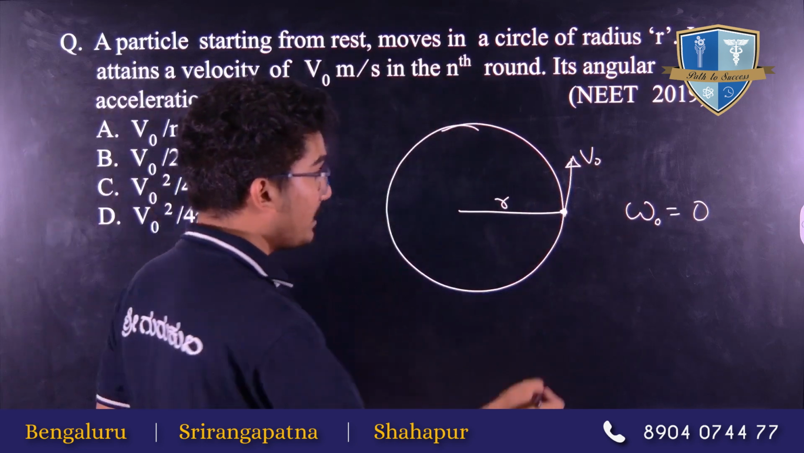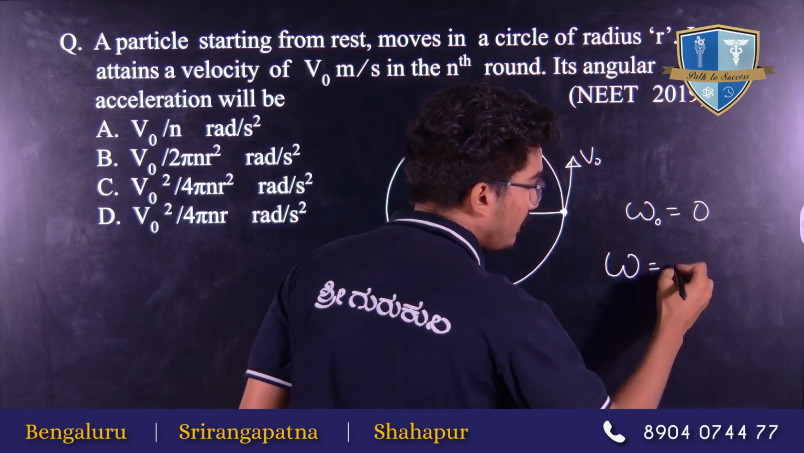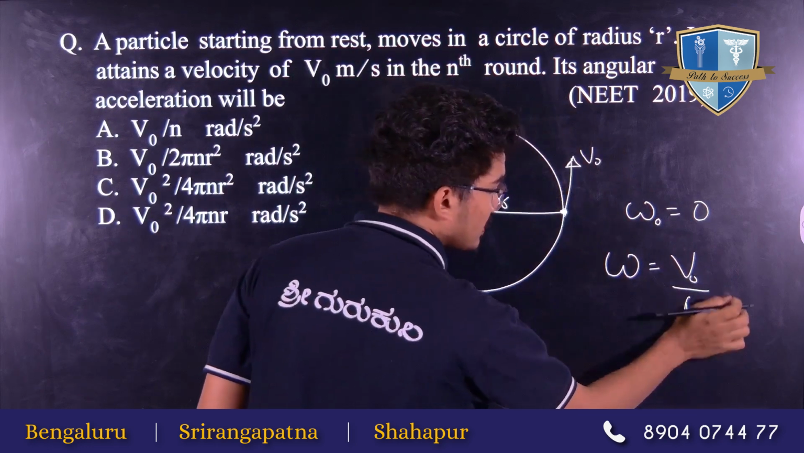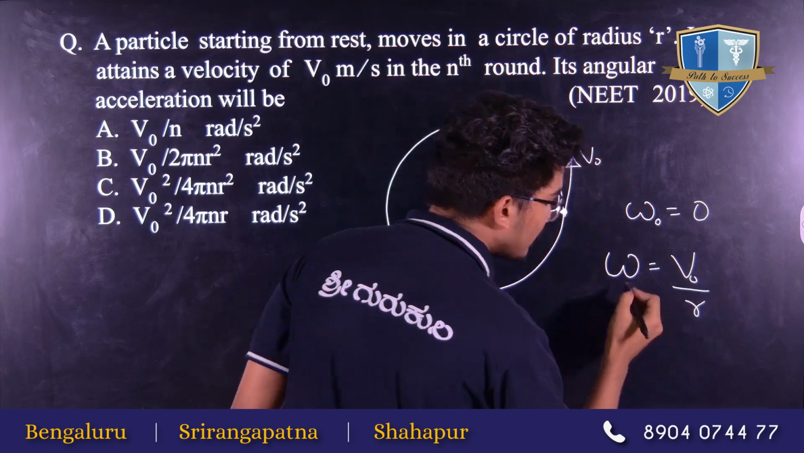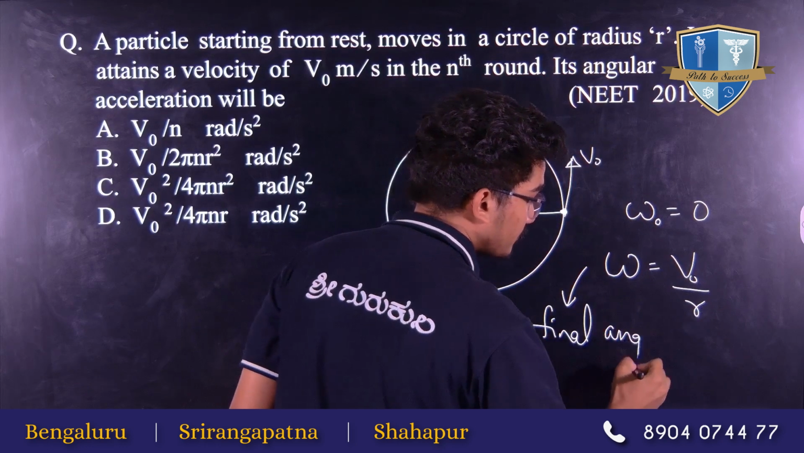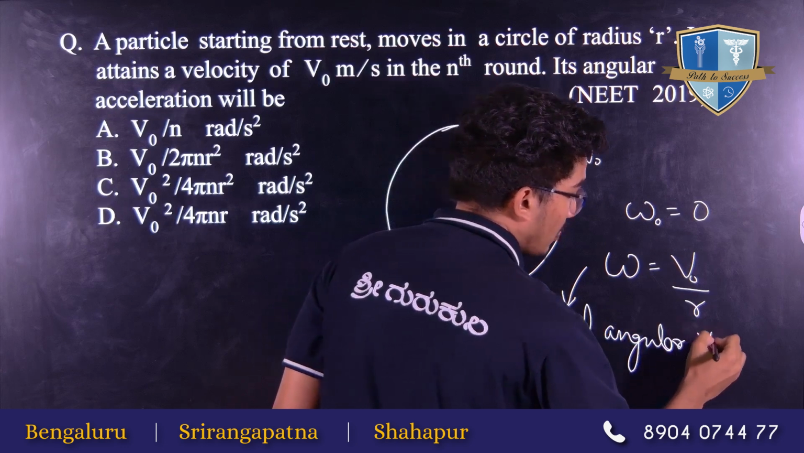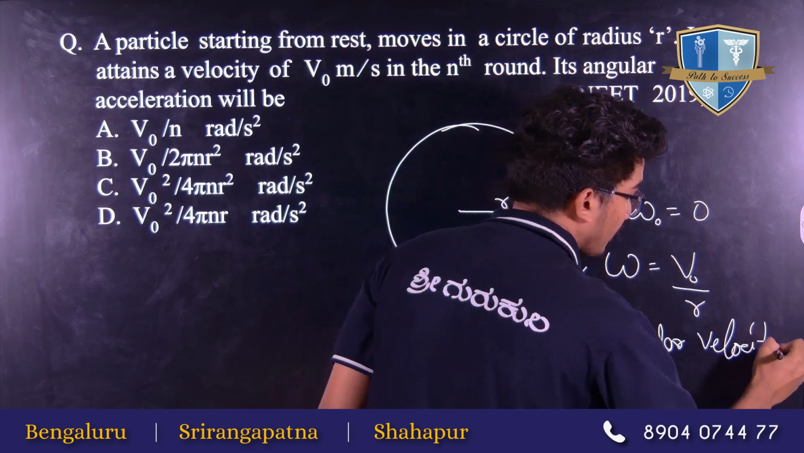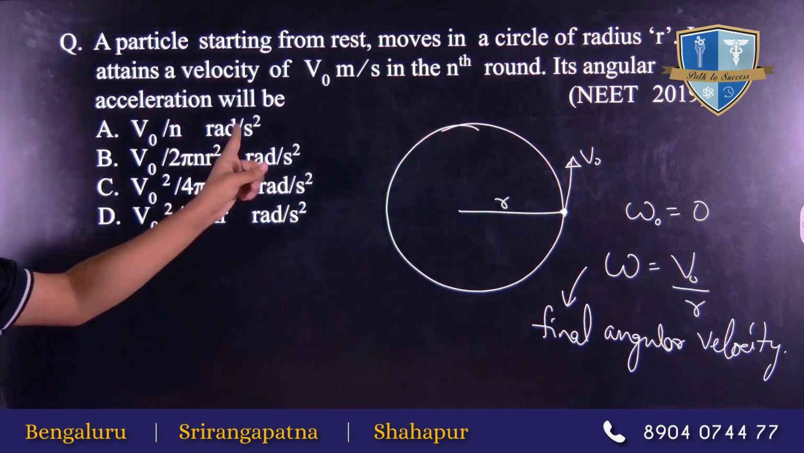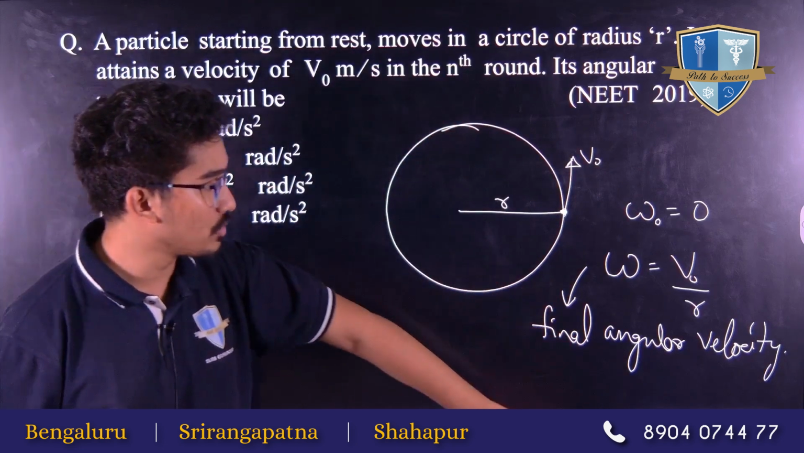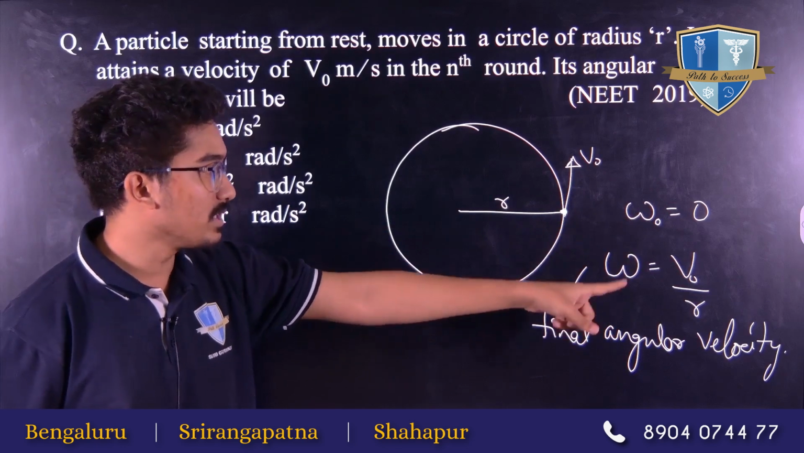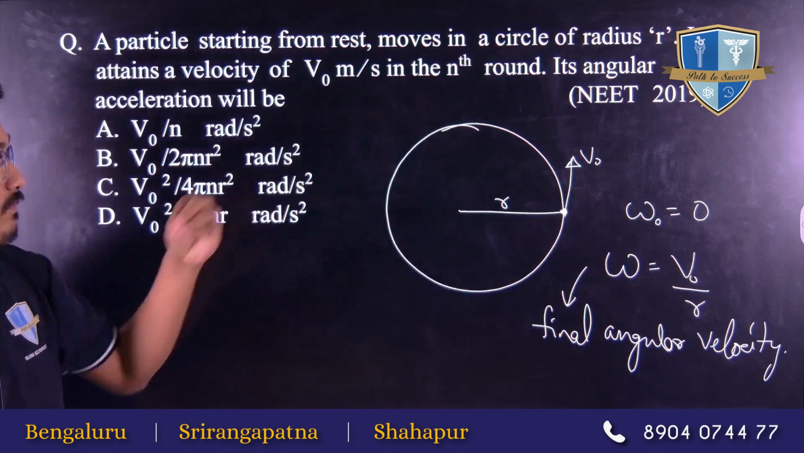Now what will be the final omega? Omega, we know, is v by r. So for this case it will be v naught by r, where our radius is small r. So this is our final angular velocity. So we have initial angular velocity and final angular velocity. Its angular acceleration will be? Which formula should we use? See what we have: initial angular velocity, final angular velocity, and we are supposed to find angular acceleration.